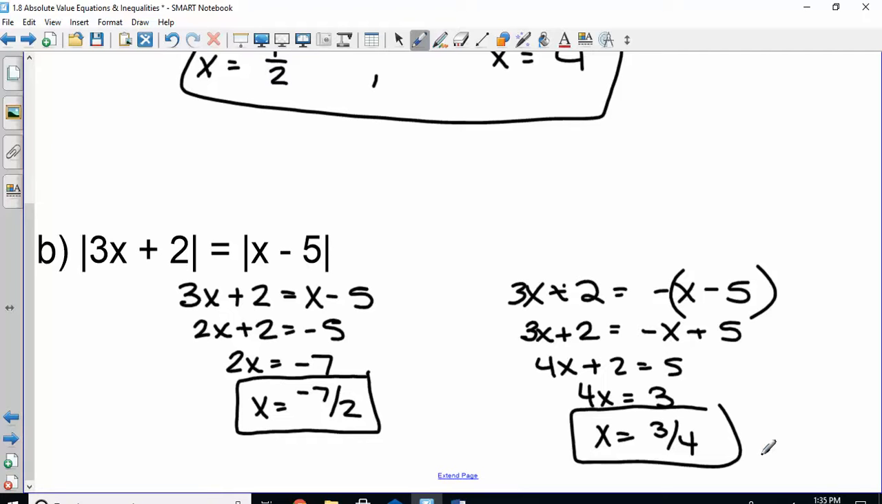Can you check these? 1 and 2, could we? Yeah, just plug them back into the original. It should work out. So you always have that option.